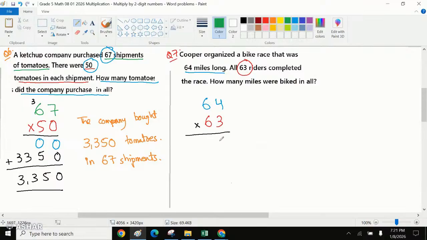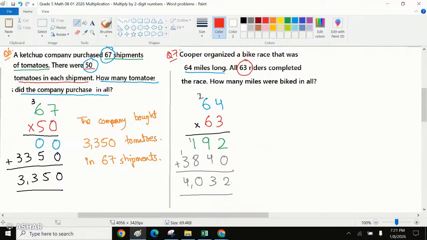3 multiplied by 4 is 12. 3 multiplied by 6 is 18, plus 1 is 19. We put a 0 in the units. 6 multiplied by 4 is 24. 2 is carried. 6 multiplied by 6 is 36, plus 2, 38. So 2, 9 plus 4 is 13. We carry a 1. 1 plus 1 is 2. 2 plus 8 is 10. We carry 1. That means 4032.